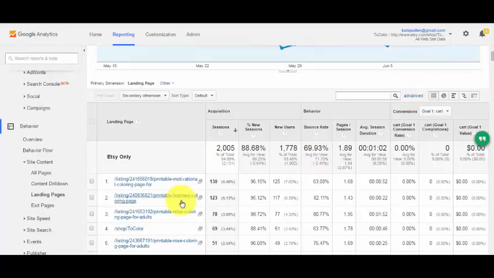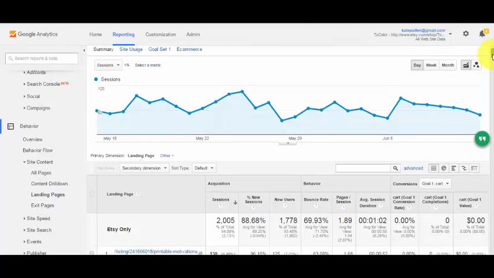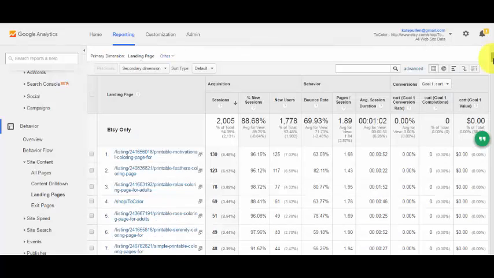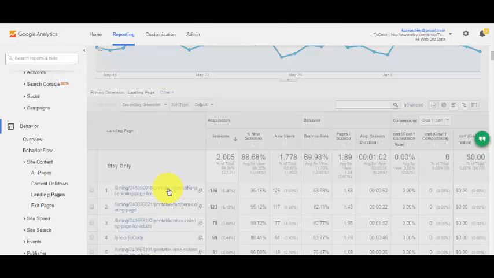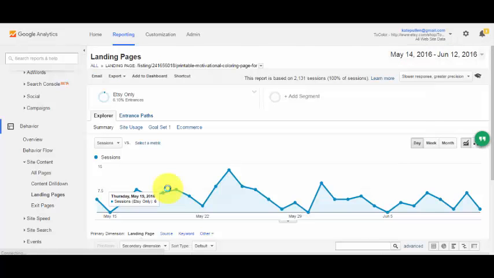And this is a useful report for a number of reasons. It shows us the pages that are most popular when people come into our store, and it tells us other information such as the bounce rate, new users, number of sessions, time people spend per session, pages per session. And another thing that this report gives us is the ability to find out where people came from. So let's click on the first product here with most sessions.